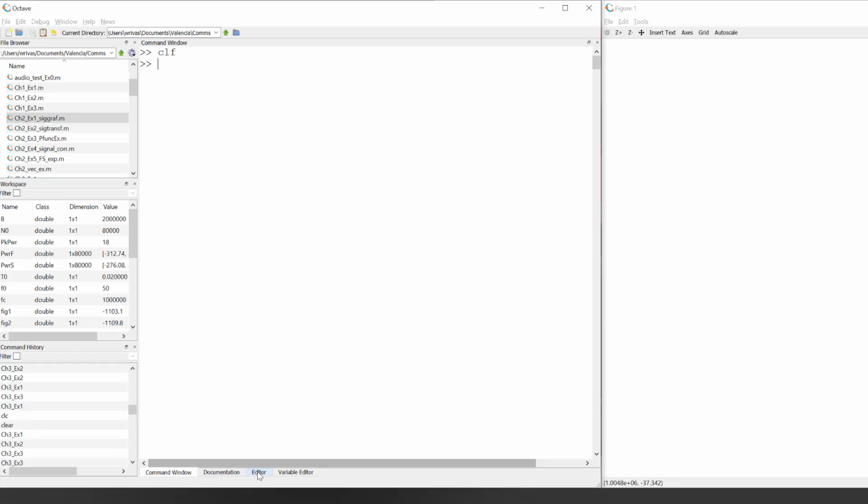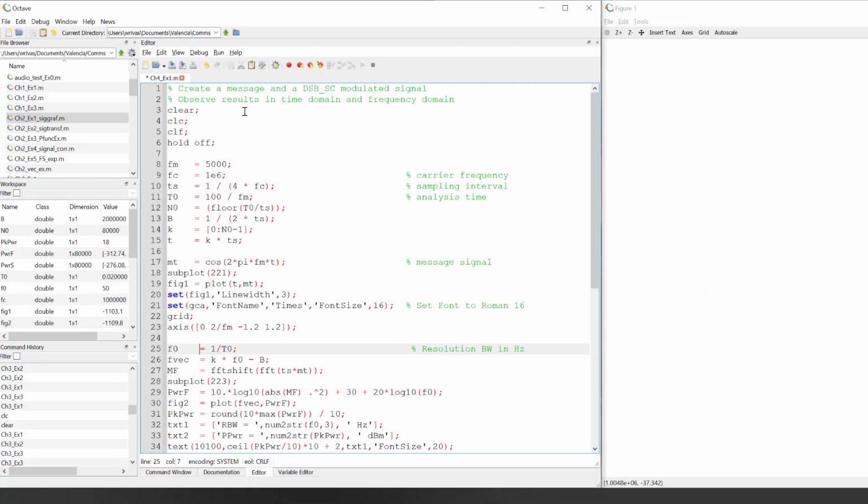Okay, so we're here in Octave, and I have a script for those of you in the class. I will post this. The usual, right? We define the carrier frequency. I'm going to do a single tone like the sample that we just looked at. I'm going to use 5,000 hertz or 5 kilohertz.